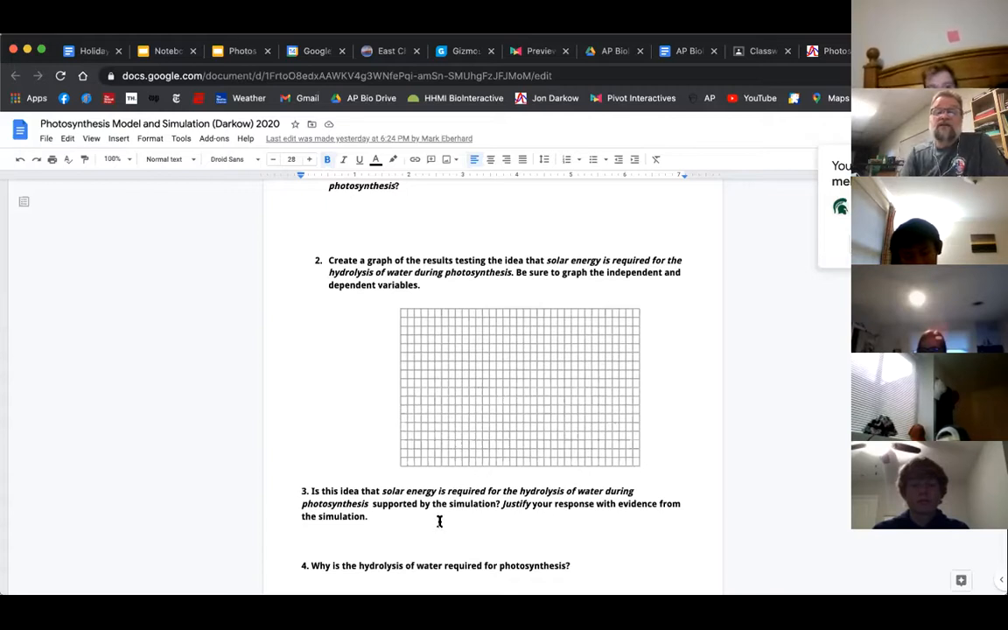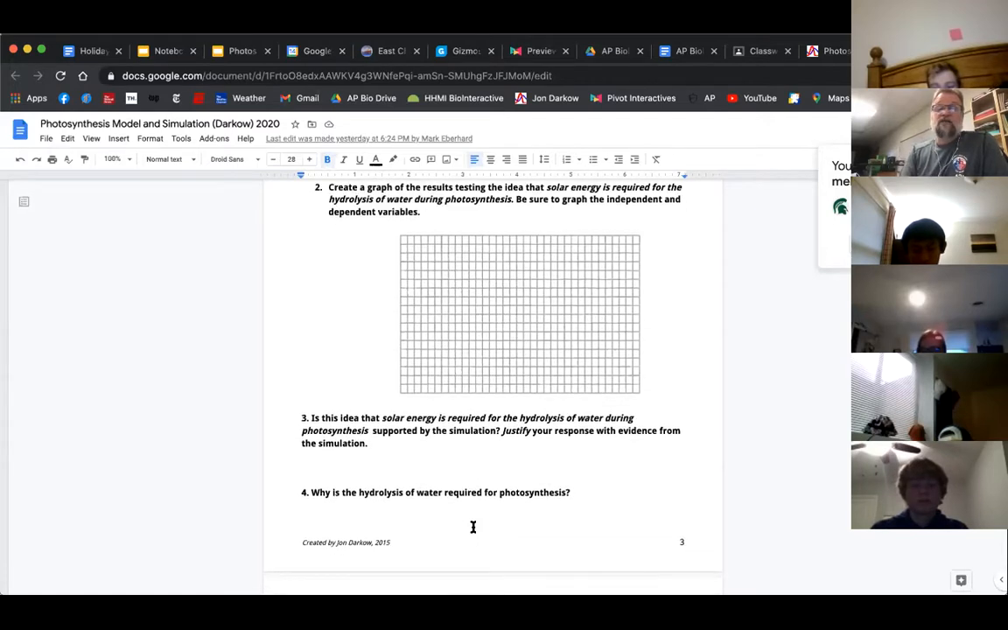That would be showing that light is necessary for the hydrolyzing of water. So then 3 is this idea that solar energy is required for hydrolysis of water during photosynthesis supported by the simulation. Yes, because, and then I would give some of the data. When light was present, we produced anywhere from blank to blank amounts of ATP, and anywhere from blank to blank amounts of NADPH. When no light was present, we produced 0.